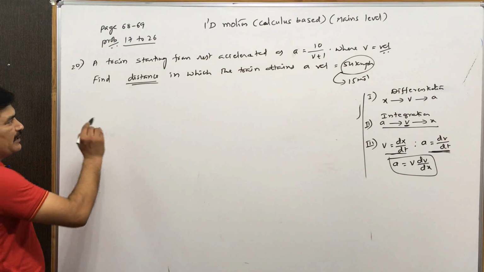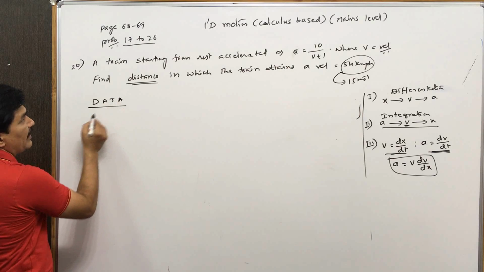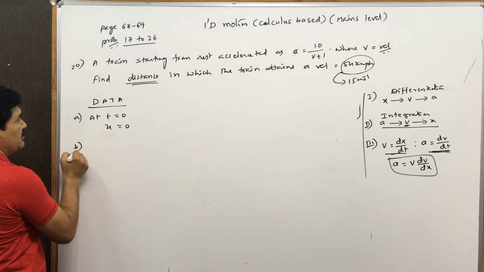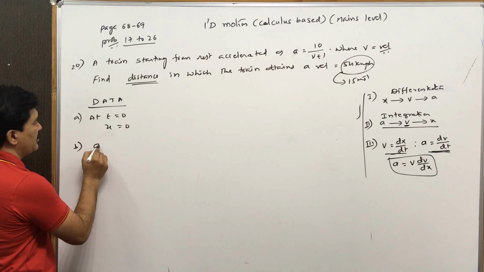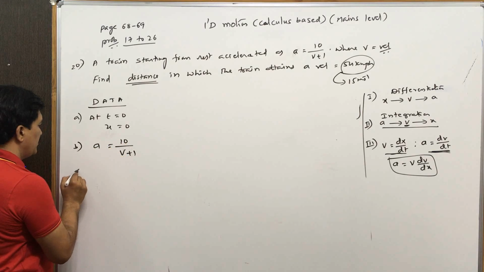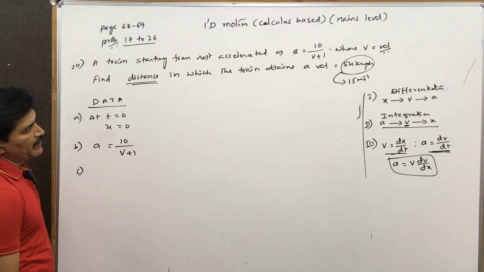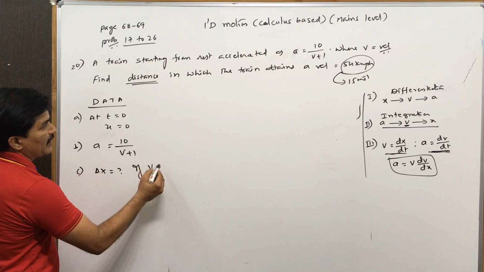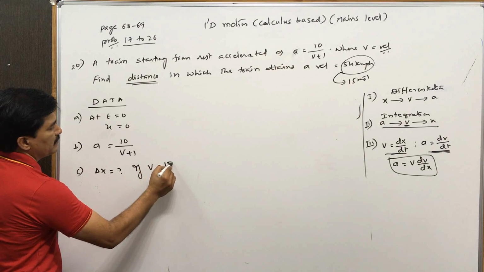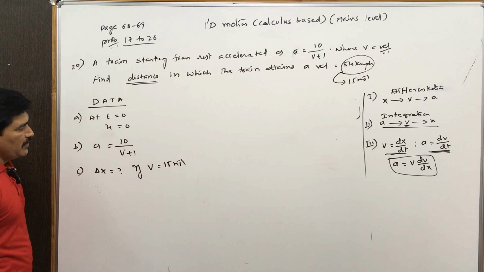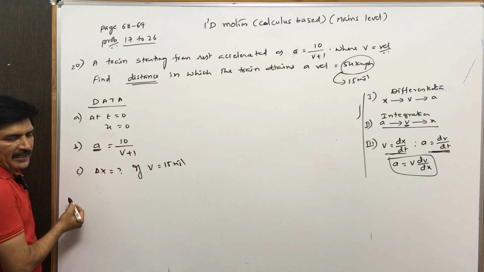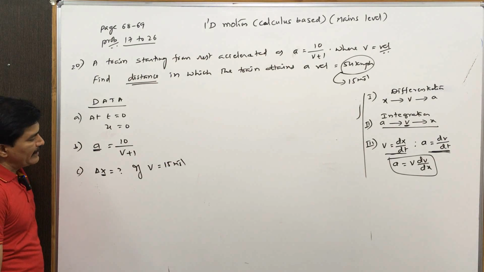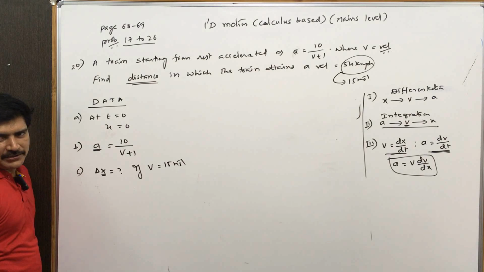So the given data, if you observe: at t is equal to 0, u is equal to 0. Second relation, he gave acceleration is 10 by v plus 1. Third one, what he is asking: displacement is how much if the velocity acquired is 15 meter per second. If you look at the situation, we have information regarding a and we need to calculate x. How to find x from acceleration, isn't it?